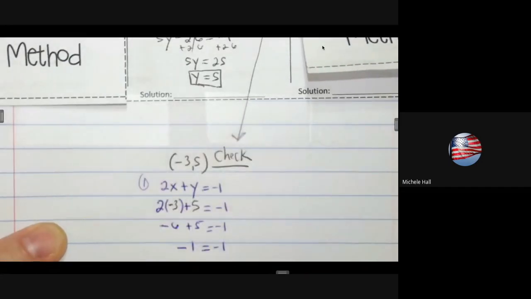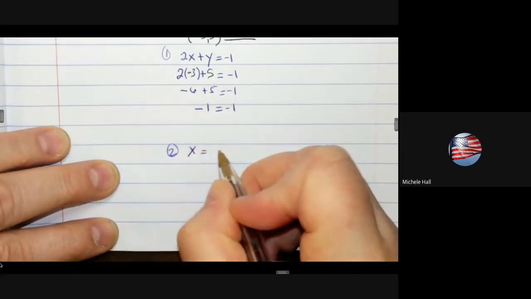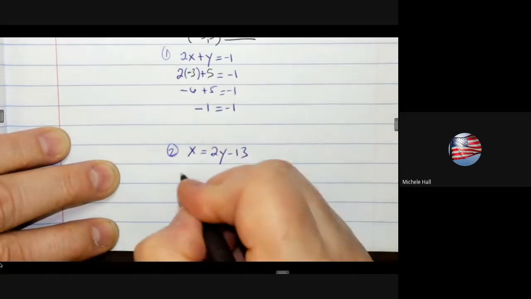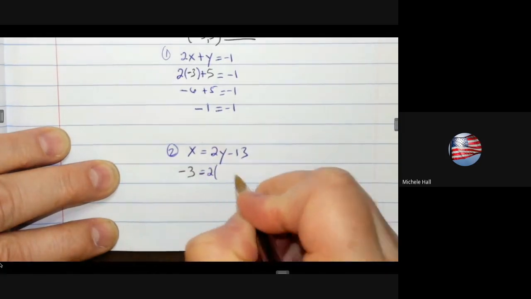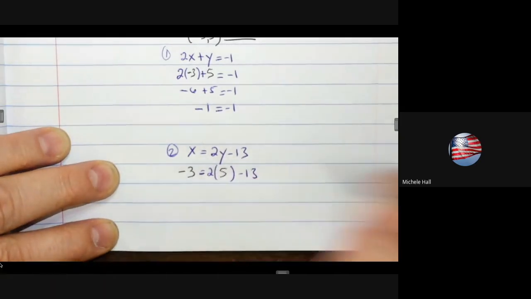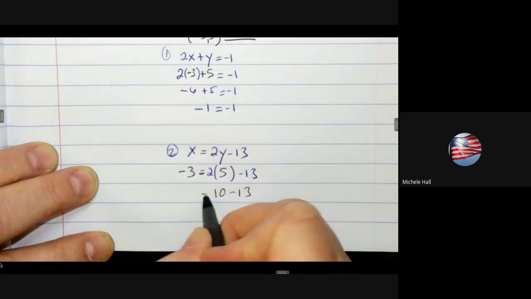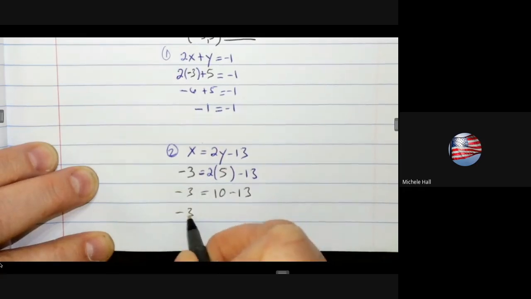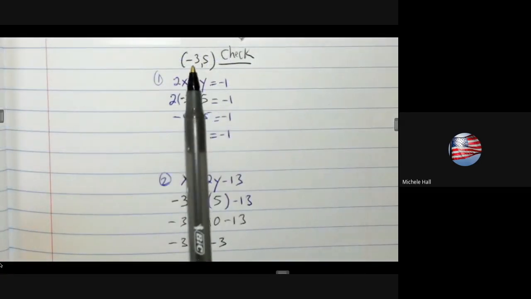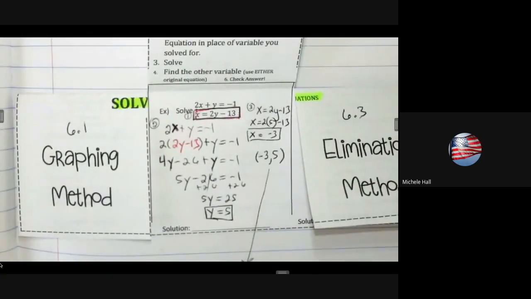Now the second equation. The second equation was x equals 2y minus 13. We know that x is negative 3. Y is 5. And we simplify. 2 times 5 is 10 minus 13. And we see that 10 minus 13 is negative 3. Therefore, negative 3, 5 is a solution to the system of equations.